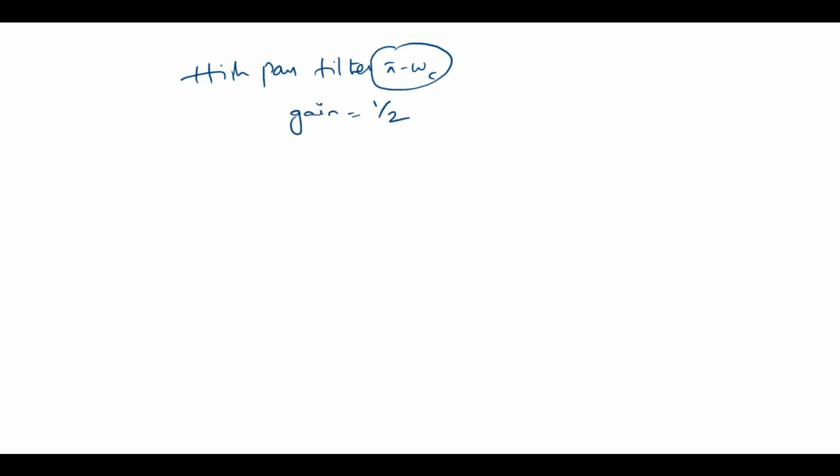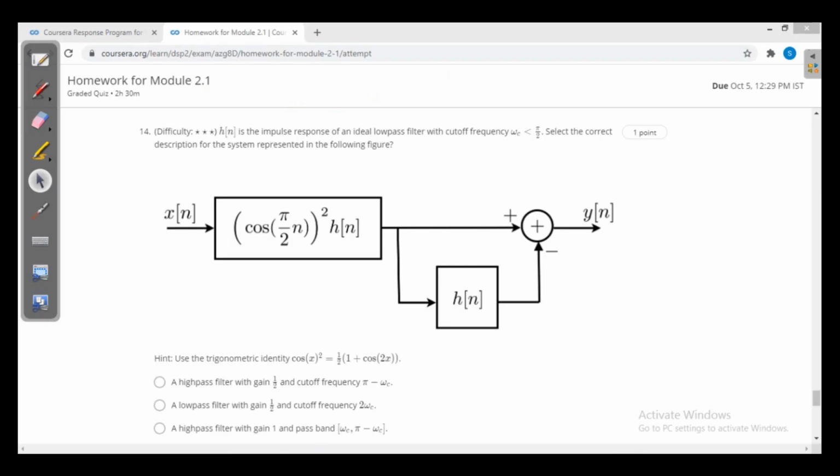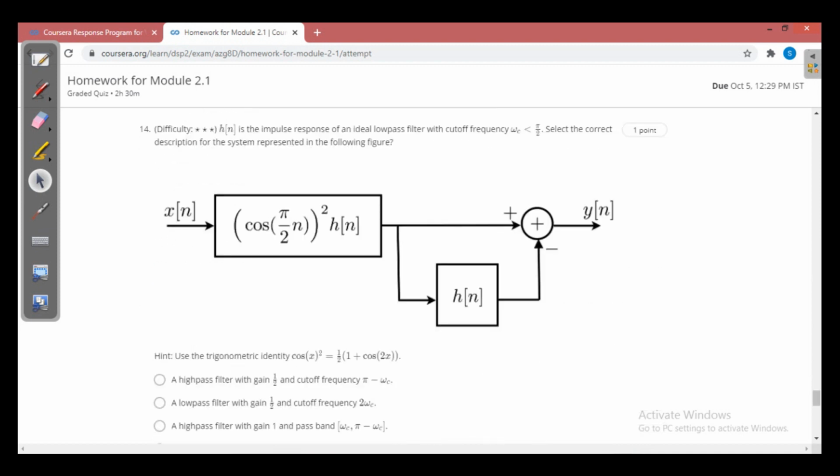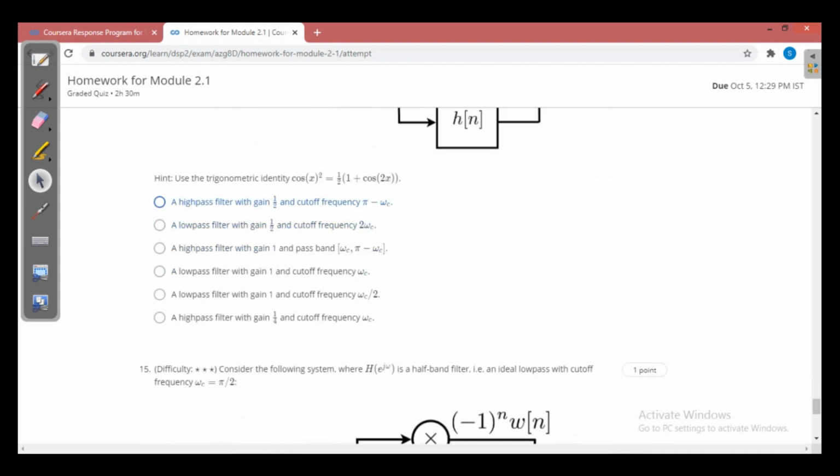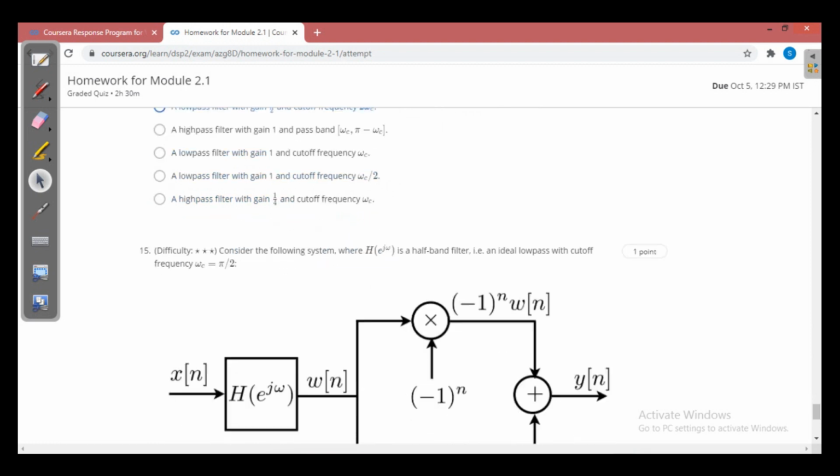Now see the options. So it is a high pass filter with gain 1 by 2, and the cutoff frequency is π minus ω_c.